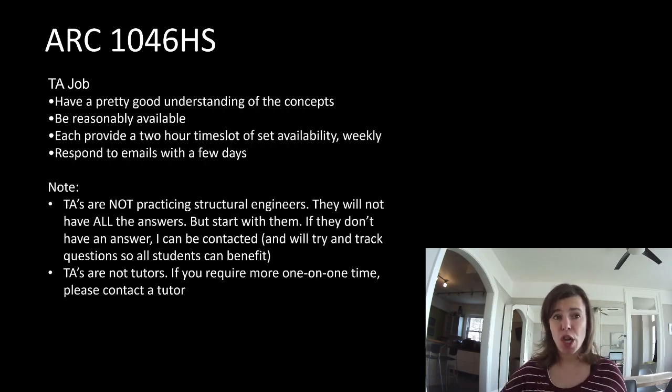The TA's job. I didn't used to add this, I'm adding it now. They have to have a pretty good understanding of the concepts. But like I said, they are not structural engineers. They will not have all the answers just because they haven't been exposed to as much as I have. It's not fair to expect them to be. But definitely start with them. They can probably answer the majority of the questions.